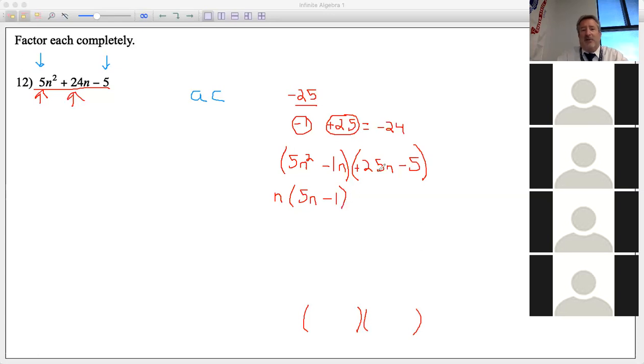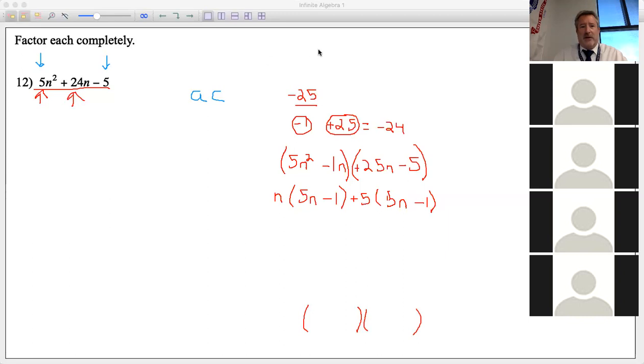I do the same thing with the second one. What goes into 25n and minus 5? A positive 5. I'm going to factor out a positive 5. What times 5 is 25n? N. Or sorry, 5n, sorry. And notice the magic here is that you're going to get exactly what you got in this first set of parentheses, 5n minus 1. What times 5 is negative 5? Negative 1. So notice by magic, and it's not by magic, if it's factorable, this will always happen.